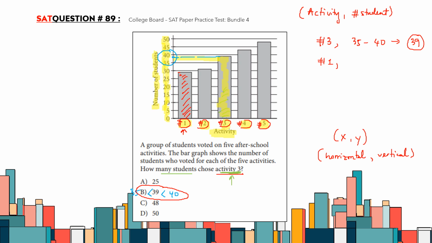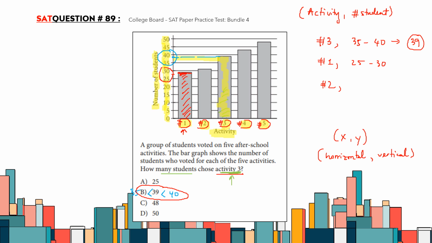Alright, so now let's say number 1. For number 1, we're looking for the column number 1 for activity. Then we look for the range that is from 25 to 30. So 25, 26, 27. This one is more about the half, so it's mostly like 28, 29. But anything in between 25 and 30 is good.